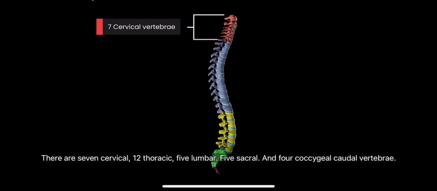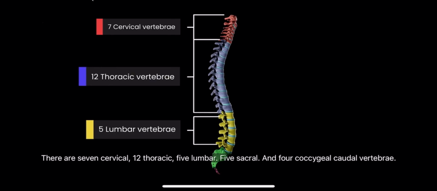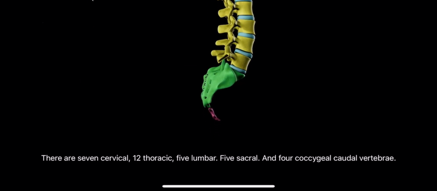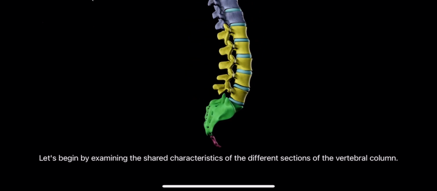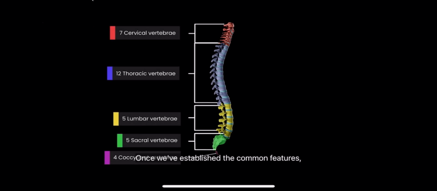The vertebral column is commonly divided into 5 sections, each consisting of several vertebrae. There are 7 cervical, 12 thoracic, 5 lumbar, 5 sacral, and 4 coccygeal, caudal vertebrae. Let's begin by examining the shared characteristics of the different sections of the vertebral column. Once we've established the common features, we can delve into what makes the different parts of the vertebral column unique.